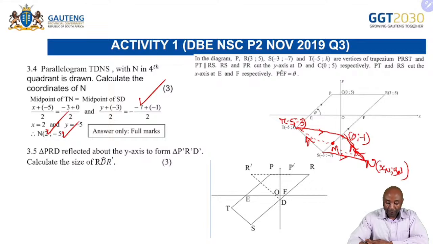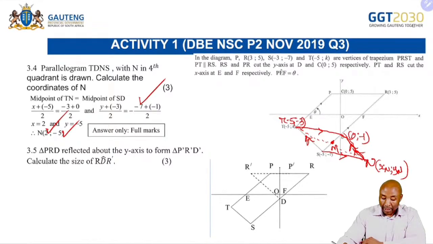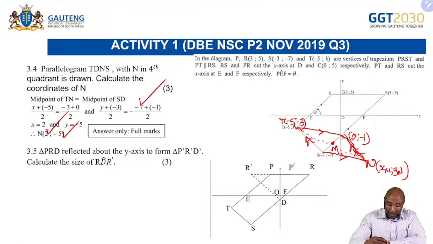Now, question 3.5. Again, you can see that it's transformation geometry that we did in grade 8 and 9. And we must be able to revise this, because if you can't get those 3 marks, it means you are losing these ones. Already that's 2% in an exam, and we cannot afford to lose marks like that. We must get these marks.